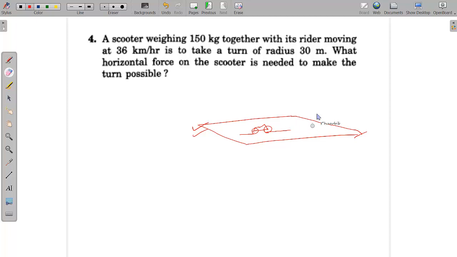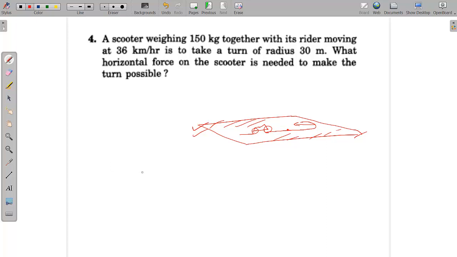I erased something. Did you see that? You can see, no. So this cycle is going in a path. Let's say it is taking a turn now. So when it is taking a turn, there will be a force acting towards the center. But this force is still horizontal, on this plane, right? So all these forces are horizontal forces only. When the cycle is moving with a constant speed, it will be with centripetal force only.